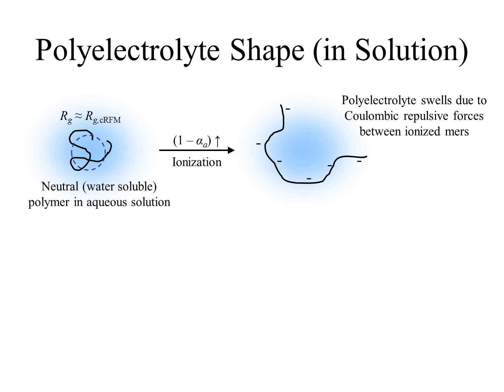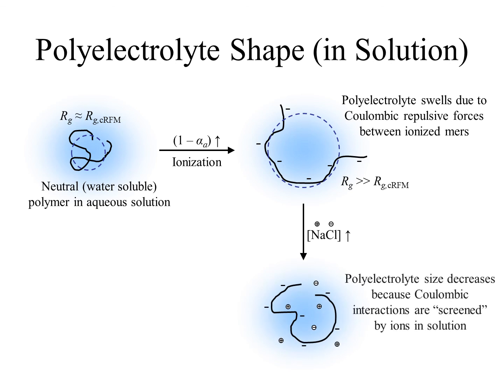The polyacid is shown here. The negative charges along the polymer repulse each other due to Coulombic forces, and the chain tries to separate the mers as far apart as possible. This extends out the polymer. As you would imagine, the higher the extent of ionization, the more extended the polymer chain gets. Because of this swelling, the radius of gyration becomes much larger than the corrected random flight model estimated for the neutral polymer.